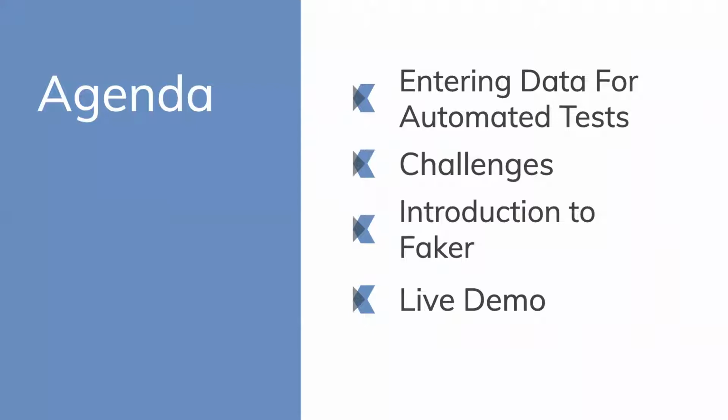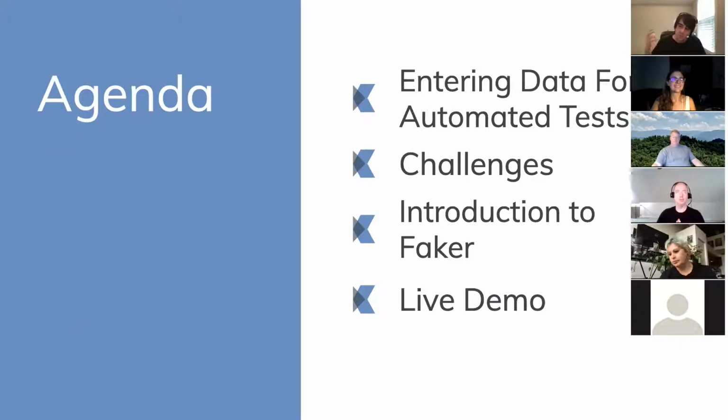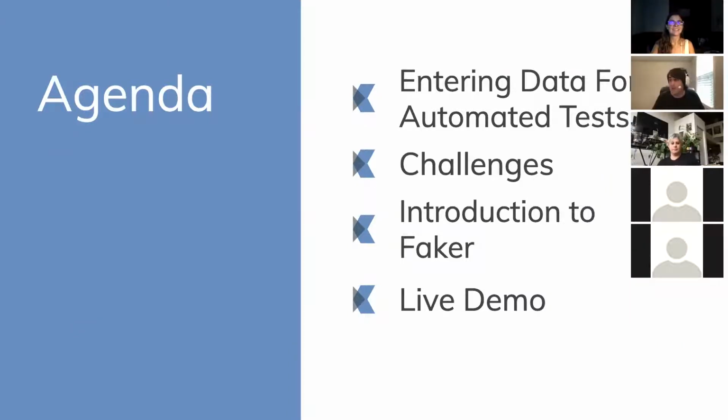All right, so let's talk about what we're going to cover today in this presentation. First, I want to talk about how we enter data for automated tests and the challenges that we face in doing so. Then I'm going to introduce you to a cool tool called Faker that'll help you create randomized test data from scratch. After that, I'm going to conduct a live demo and walk through how it works in a real world scenario.